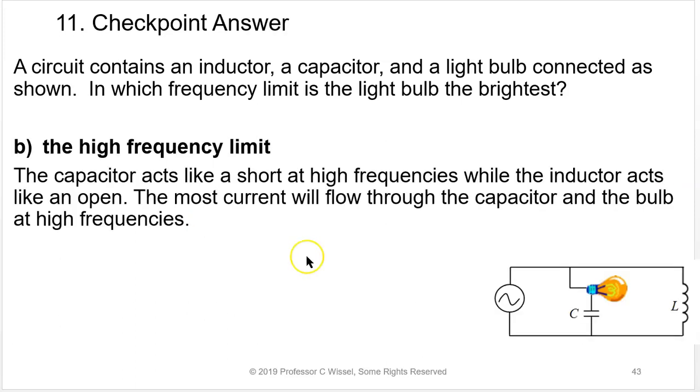Capacitor acts like a short at high frequency. The inductor acts like an open. The most current will flow through the capacitor and the bulb at the high frequencies.